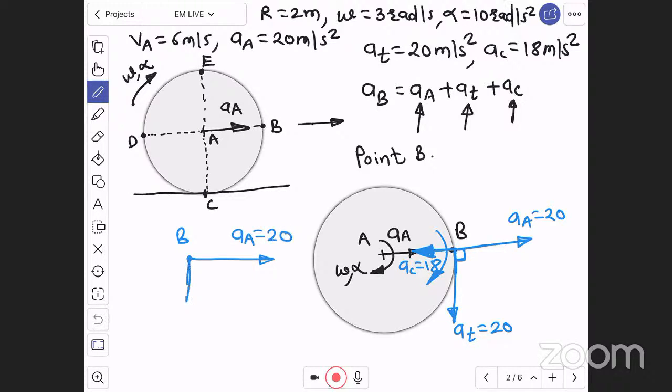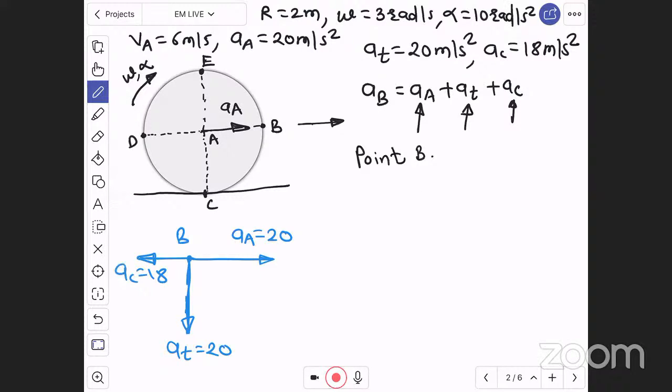Also this point B is moving with tangential acceleration in the downward direction of 20, and also moving towards left with centripetal acceleration of 18. Now we have to find the resultant of these three accelerations. So let us find the resultant of these three accelerations, right. Now here I am erasing this diagram. Let us find this resultant.